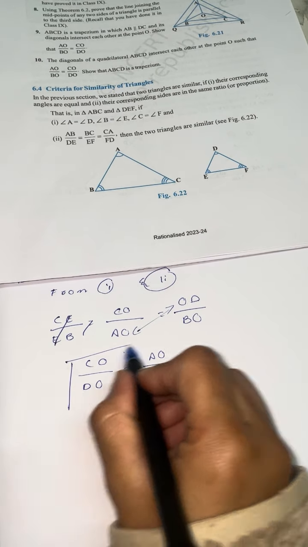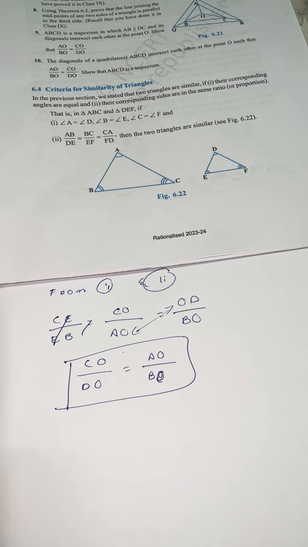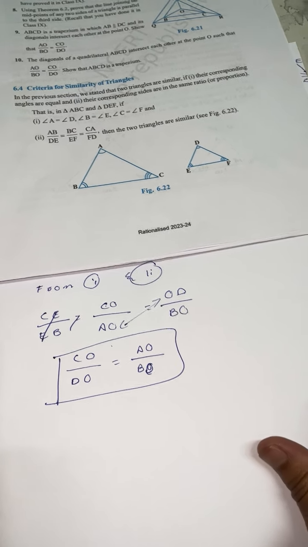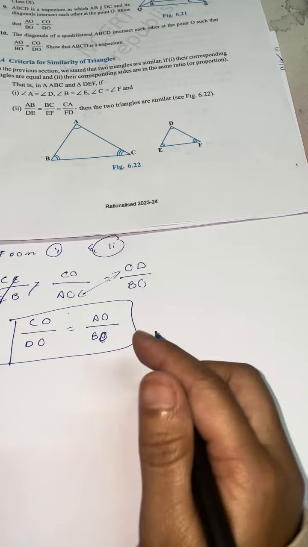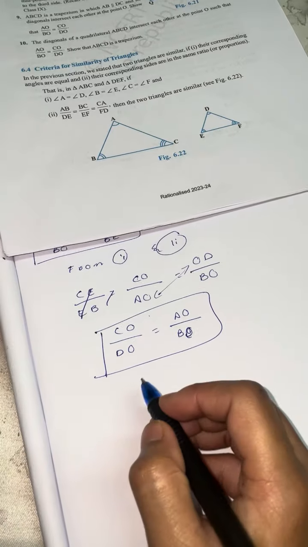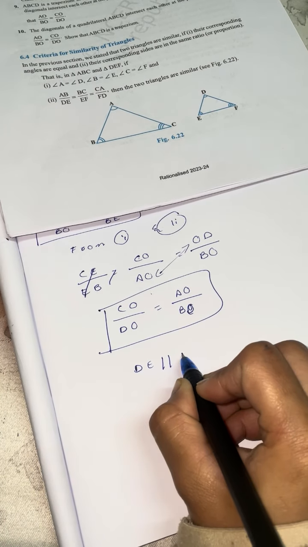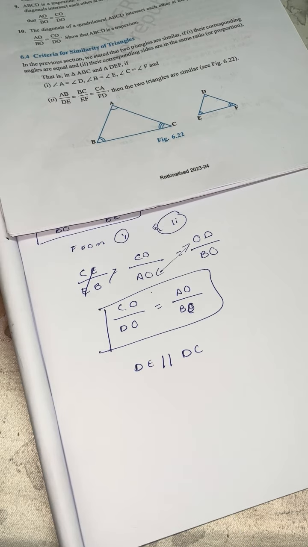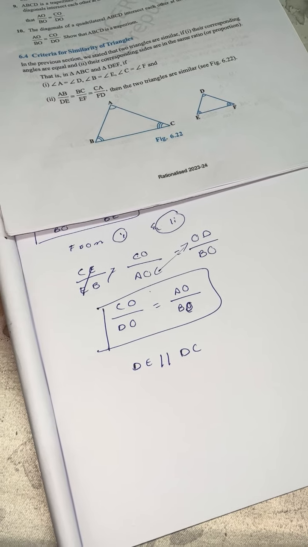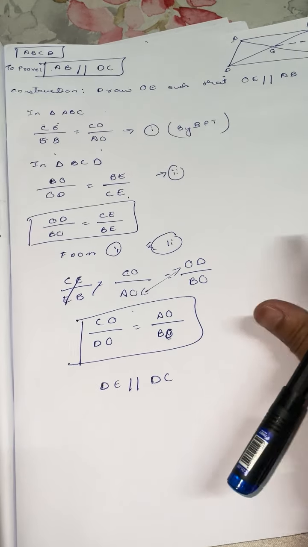What do we know? If they are proportional to each other, we know something from here. What is that? If they are proportional to each other, we know that DE is parallel to AC. Can I say that? Yes. Why can I say that? DE parallel DC. Why? I'm going to diagram.